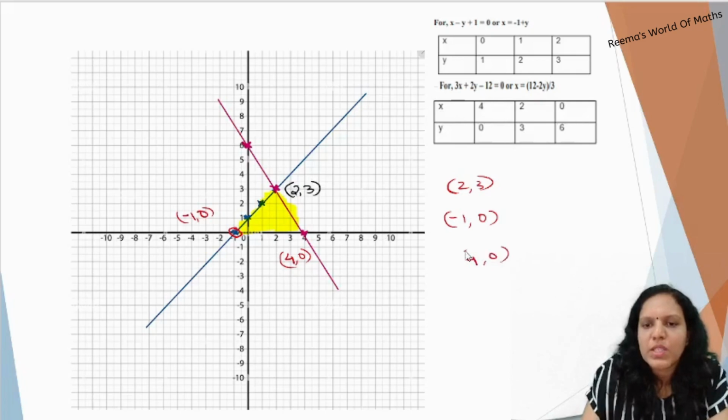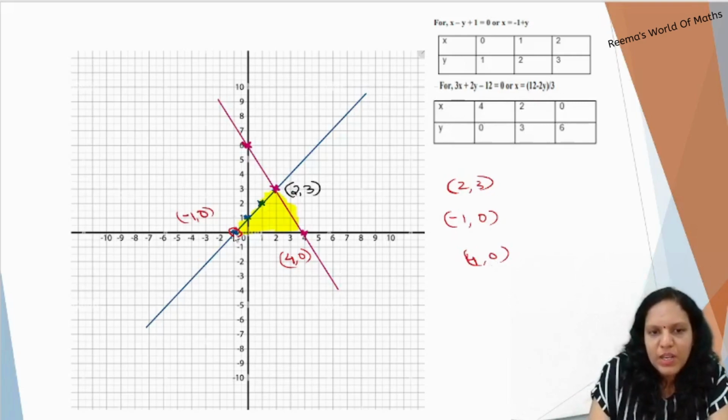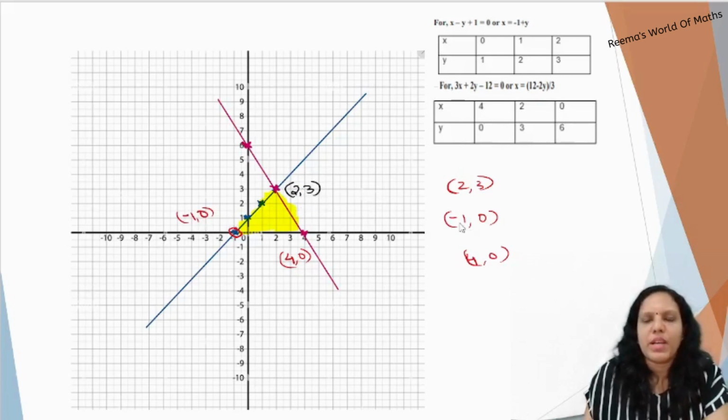So in the question they have asked to find the triangle formed with the x-axis. So on the x-axis, this needs to be the x-axis. So the yellow shaded area is the triangle formed, and the coordinates are 2 and 3, minus 1 and 0, and 4 and 0.